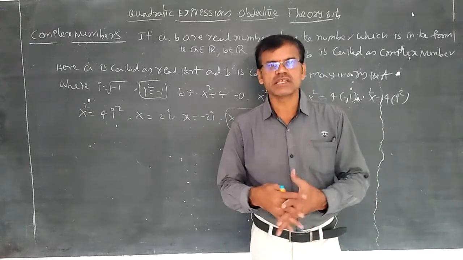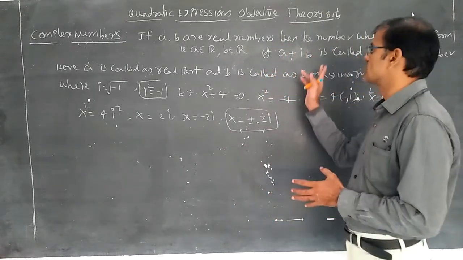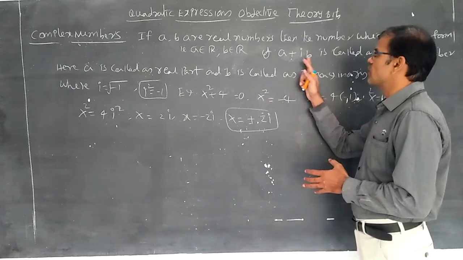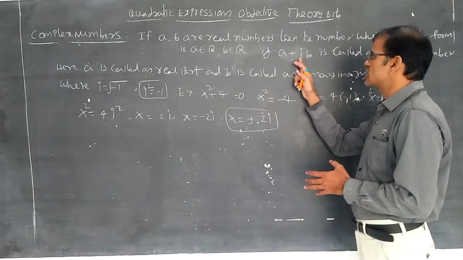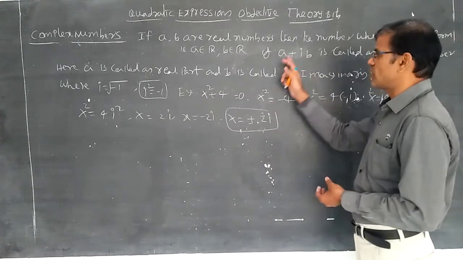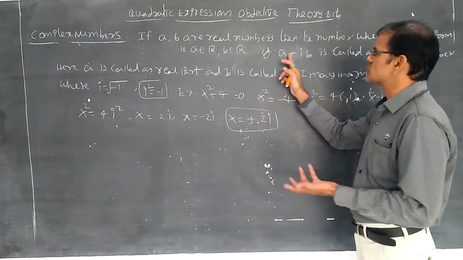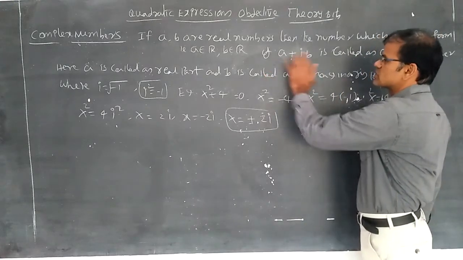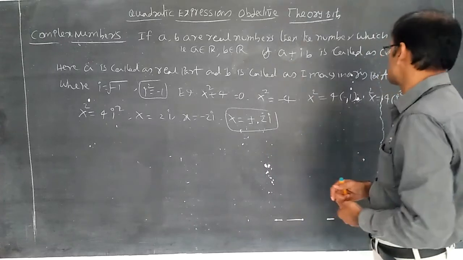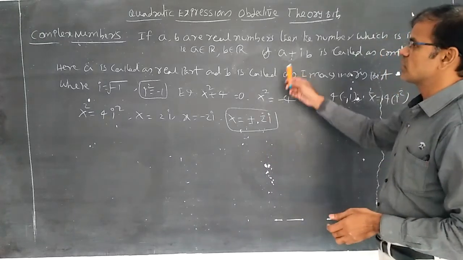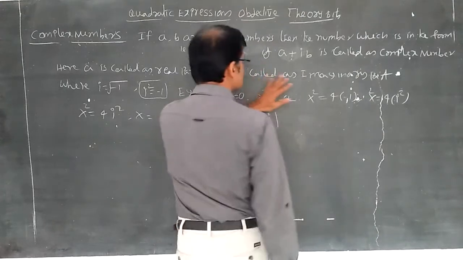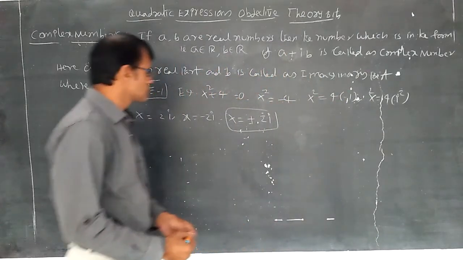Simply we are imagining the value; that part is called the imaginary part. The part which is not imaginary is called the real part. So here you can say that a is the real part and b is the imaginary part.